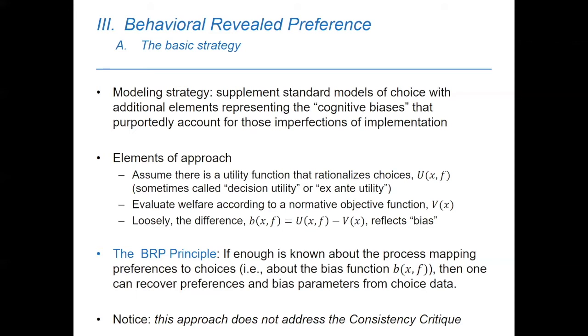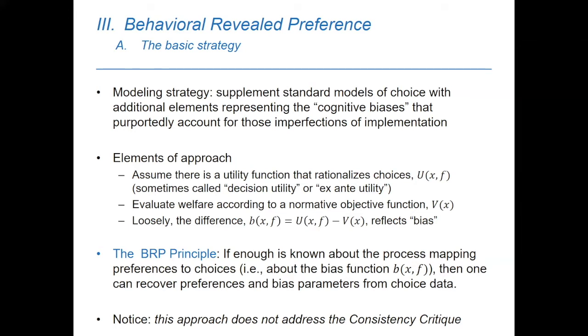The next element of this approach is a function that allows us to evaluate welfare according to some normative objective. And we write that function as v of x. And then loosely, the difference, and I write it here as little b of x comma f, is just the difference between u and v, evaluated at the consumption bundle x, given the frame f. That difference reflects bias.